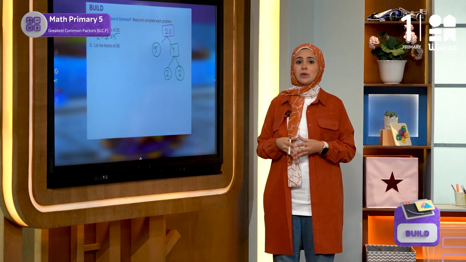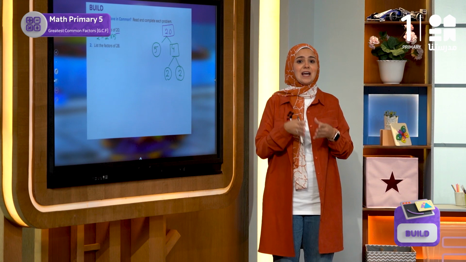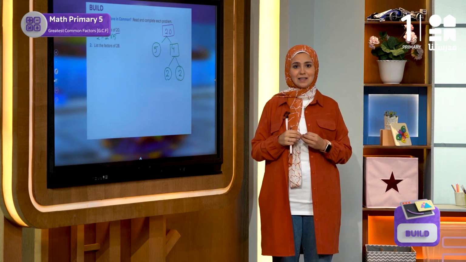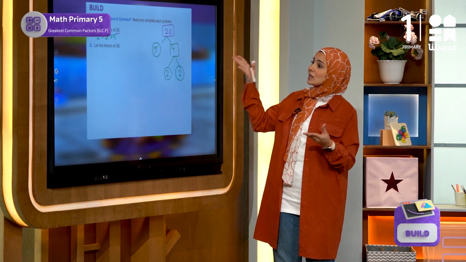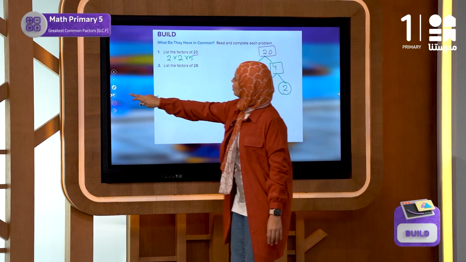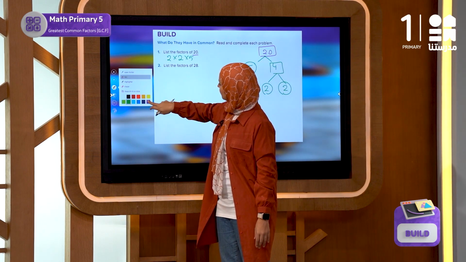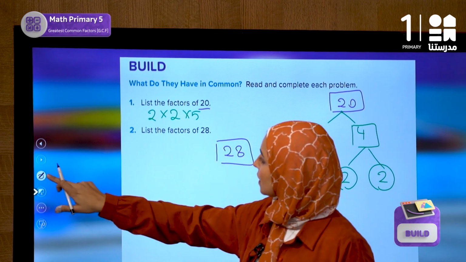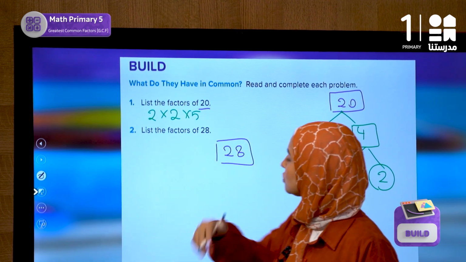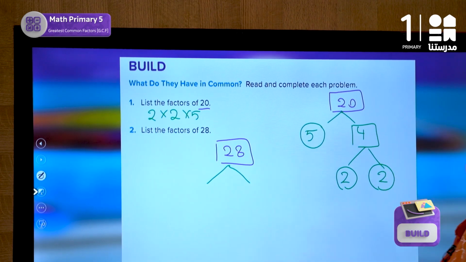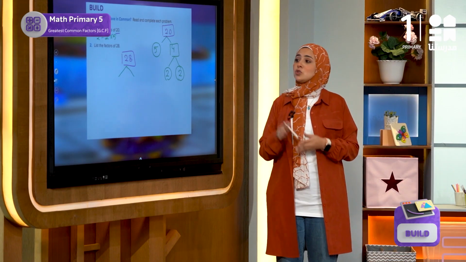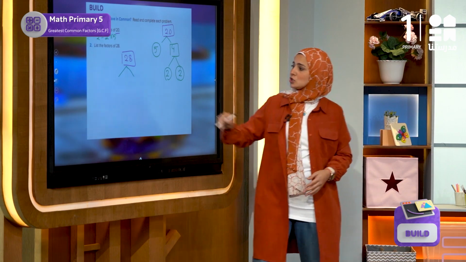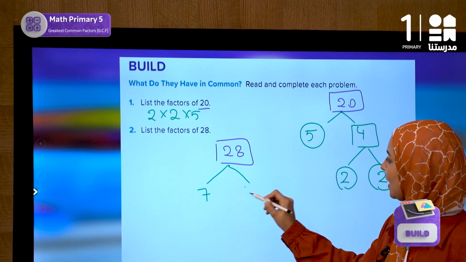Now we are going to do the same thing with the next question, which is 28. Let's start by decomposing it. I'm going to choose another color. So again, I will write it over here, the 28. Then we are going to start by decomposing it. We can decompose it into 7 and 4. So I will write here the 7 and the 4.